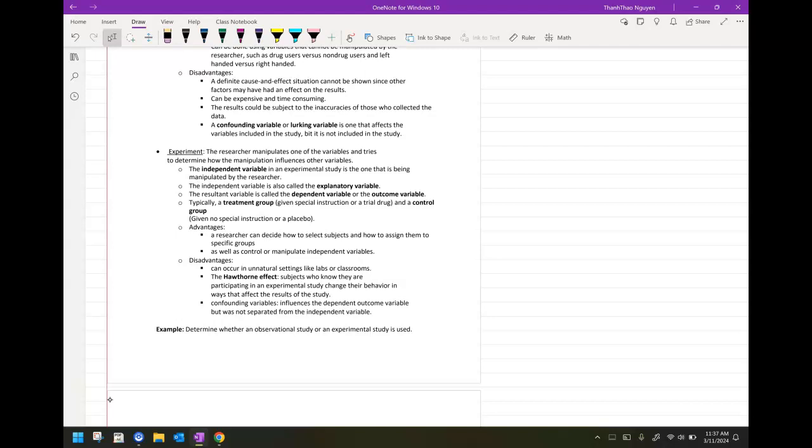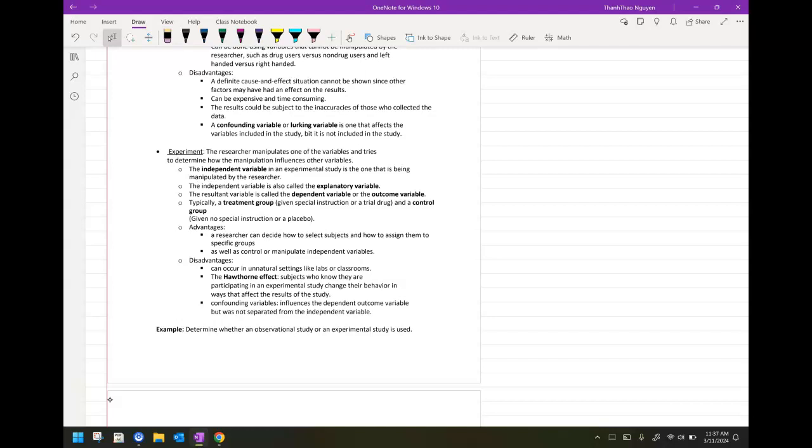Advantage: a researcher can decide how to select subjects and how to assign them to a certain group, as well as control or manipulate the independent variable. The disadvantages: it can occur in an unnatural setting, like in the lab or in the classroom. Right? The Hawthorne effect: subjects who know they are participating in an experimental study change their behavior in a way that can affect the result of the study.